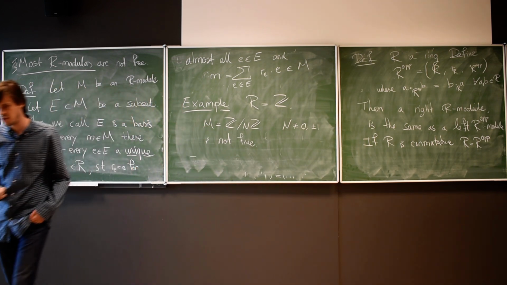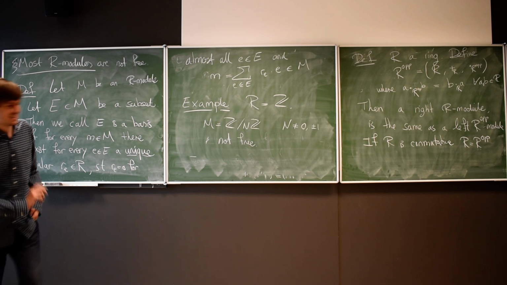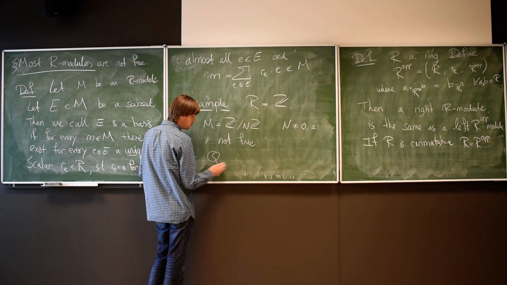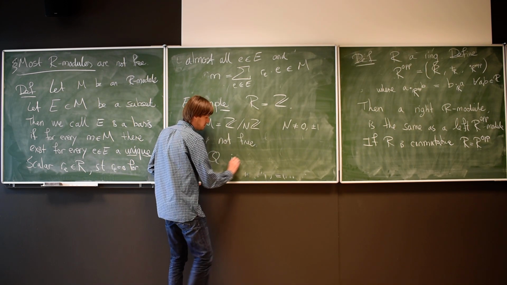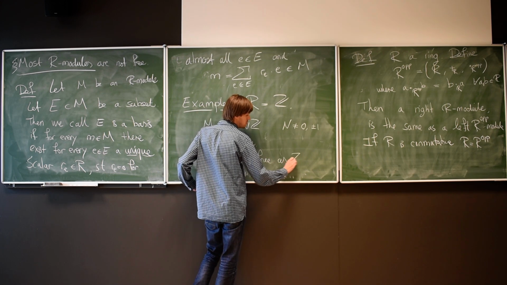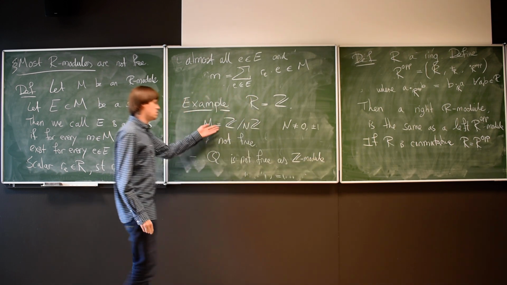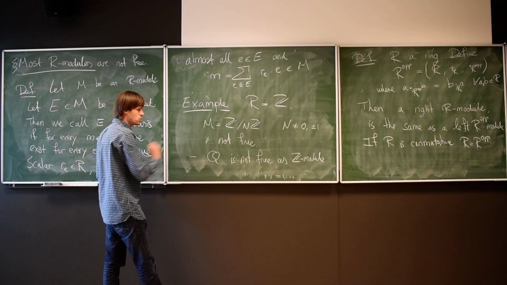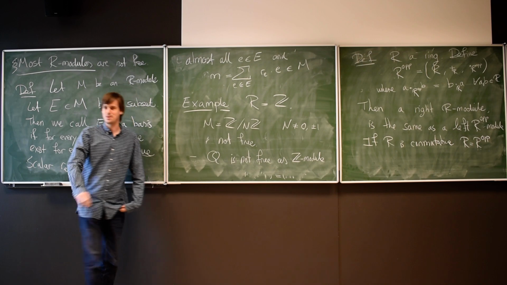So I had a second example. We have 30 seconds left. Okay. So a second example I leave as an exercise. Show that Q is not free as a Z module. Okay, so maybe based on the first example you think, okay, as soon as there is no torsion, then I know for sure it's free. But that's false for Q as well.